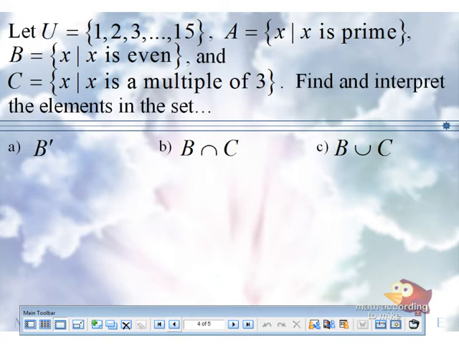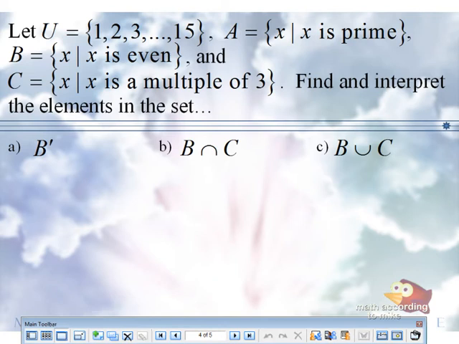So what I want you to do to make your life easier is expand out what A, U, B, C are by defining the universe. You cannot include any number in A, B, and C that is not 1 through 15. So 18 will not be in set C, even though it's a multiple of 3.